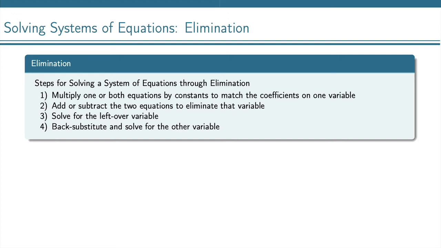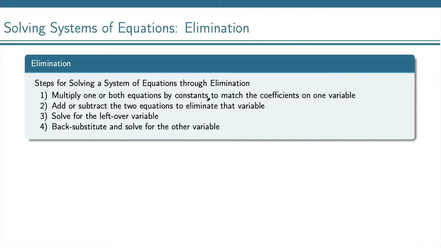Another process that we can use to solve a system of equations is the process of elimination. And elimination is where you work with multiple equations simultaneously to eliminate one of the variables from those equations. So the steps that we follow are, the first thing we do is multiply one or both equations by constants so that the coefficients of one of the variables match.